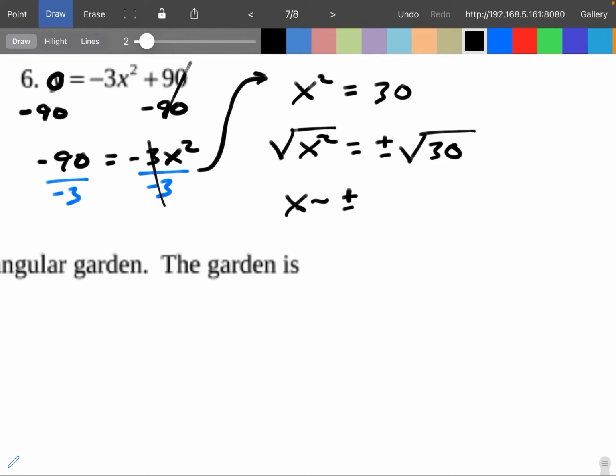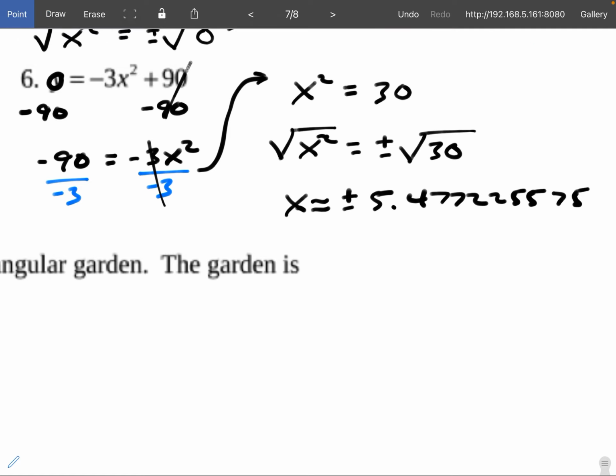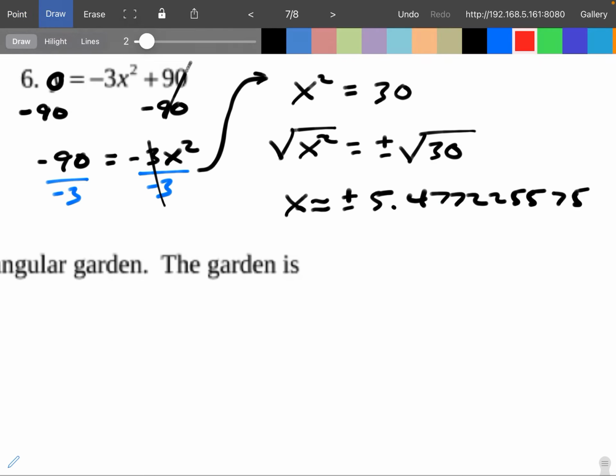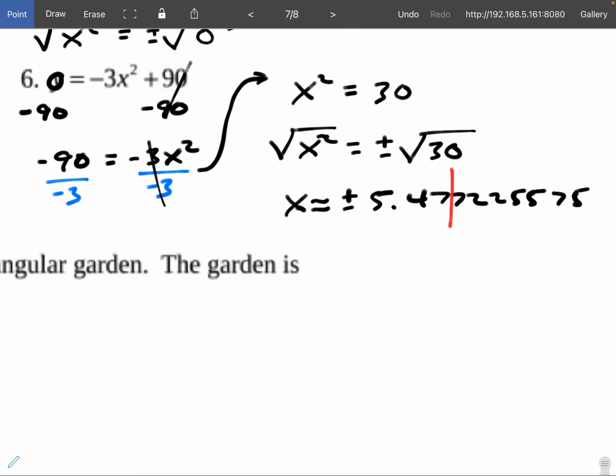So I get, well, I guess I should write approximately here, right? Because I'm going to end up rounding this off. So I get x is approximately 5.4772575. But I think the book wants you to round off to the nearest hundredth. So this is the tenths, this is the hundredths. So you are going to cut this off right here.